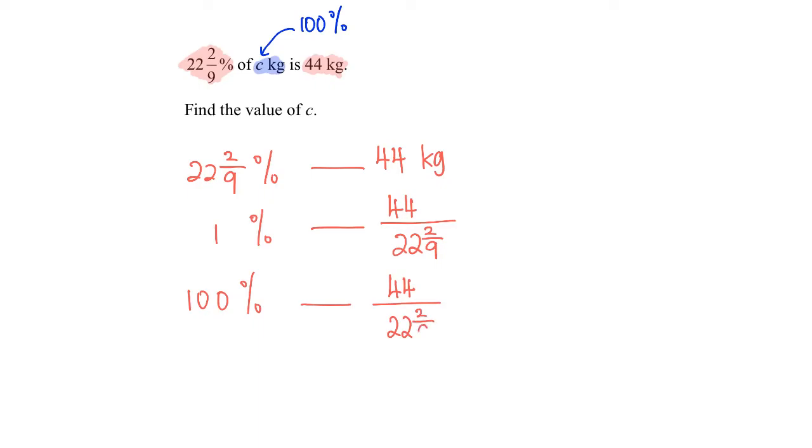Key this carefully into your calculator, times 100, and that will give me a value of 198 kg. So therefore, since C represents 100%, C equals 198.